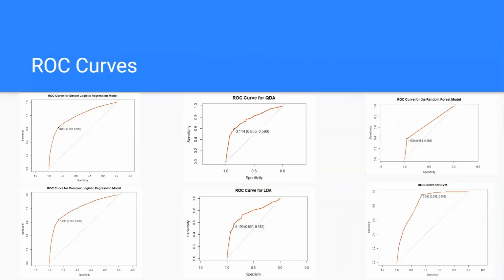Next, here are the ROC curves for our model. We can see that the ones that stand out the most are the ROC curves for the random forest model and the support vector machines. This is most likely because this makes the model feel more confident on its predictions.